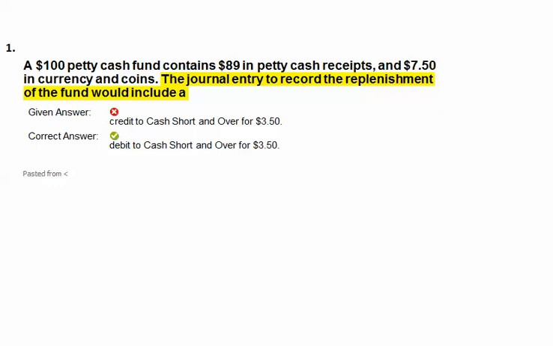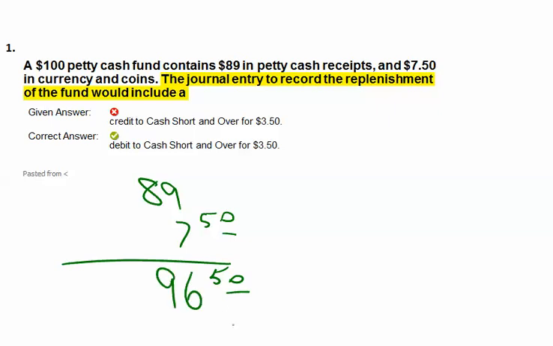there's an error. The journal entry to record the replenishment of funds would include, in this case it says, a $100 petty cash fund contains $89 in petty cash receipts and $7.50 in cash. As I said, it should equal $100. Well, first, let's add that up. So if I take the $89 in receipts and I add $7.50 in coin, we have $96.50. We're short. We don't have enough money. There's been an error somewhere. Okay? We either didn't get a receipt, somebody miscounted some change, whatever the case might be.